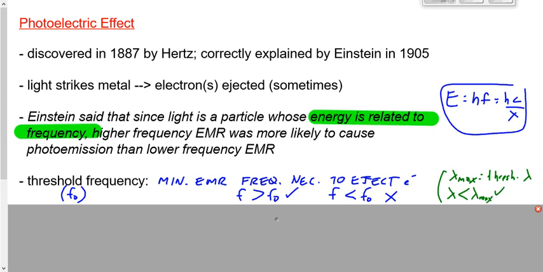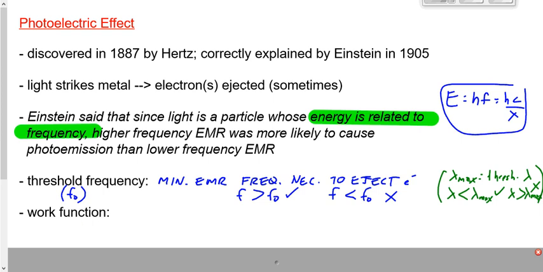If you have a wavelength that is above the threshold wavelength, electrons will not be ejected. Make sense? You gotta have a certain amount of energy. In order to have that energy, you need to be above a certain frequency, or you need to be below a certain wavelength. Same deal, really.